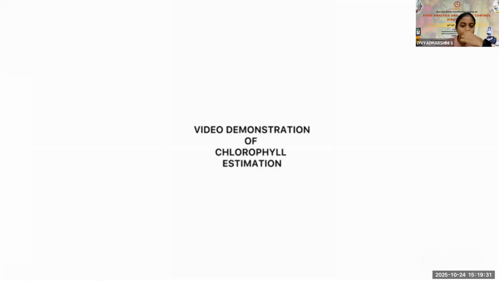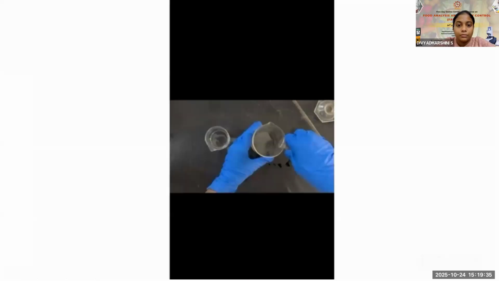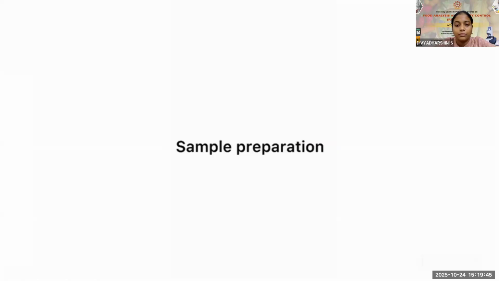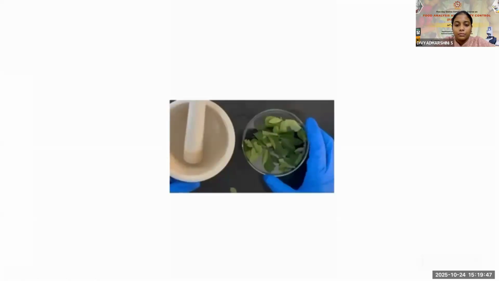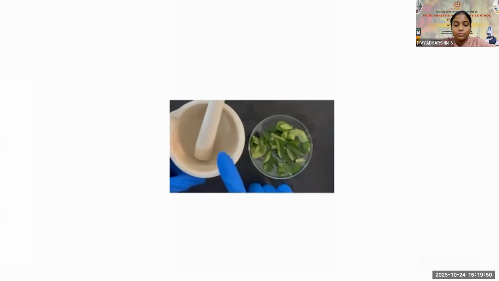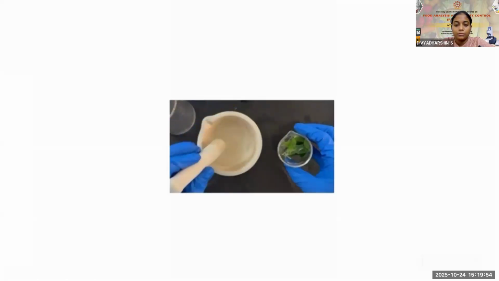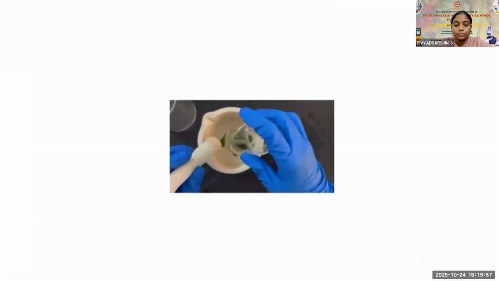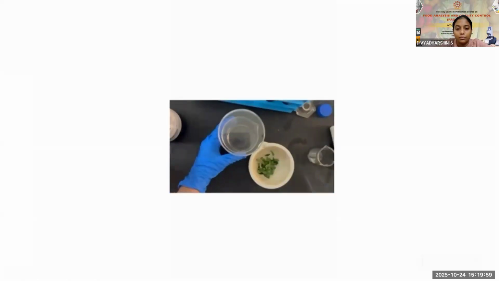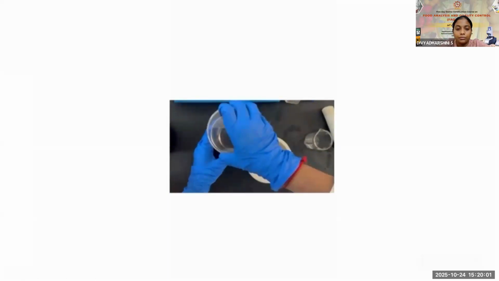This is the video demonstration of chlorophyll estimation. Starting with the reagent preparation, we will be having 80% acetone, making it with distilled water. So I have taken 25 ml of this reagent. Then going with the sample preparation, I have taken curry leaves, which are fresh and not dried. I have taken 1 gram, and that is the mortar and pestle.